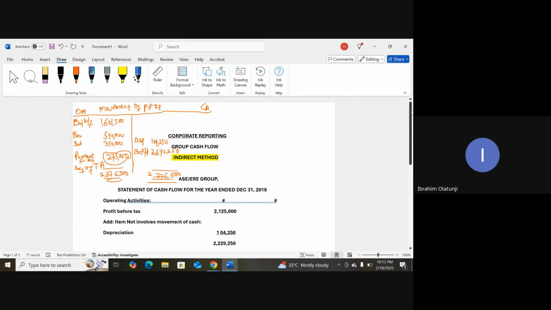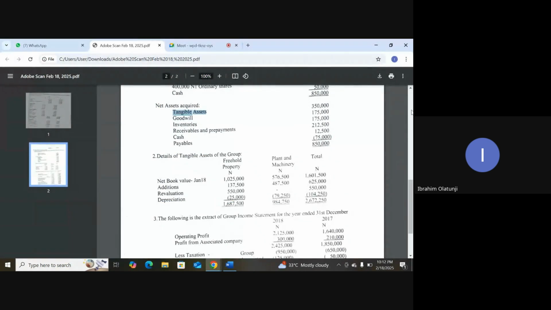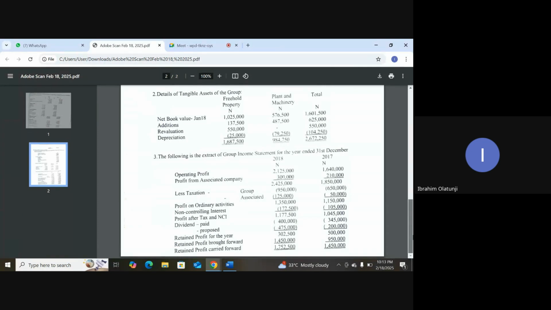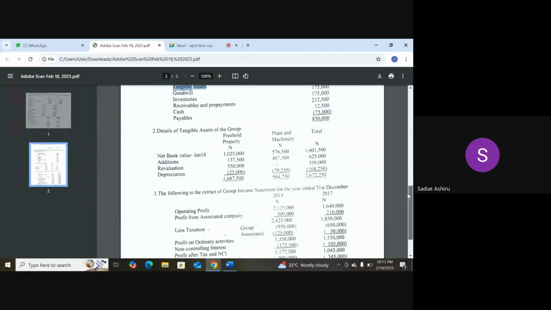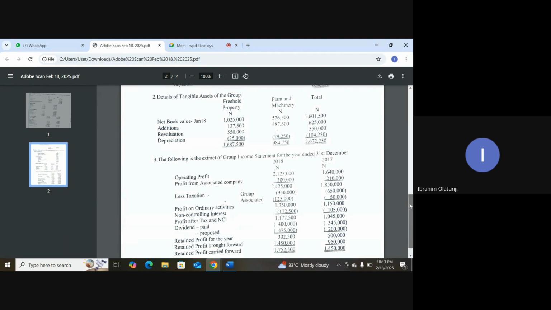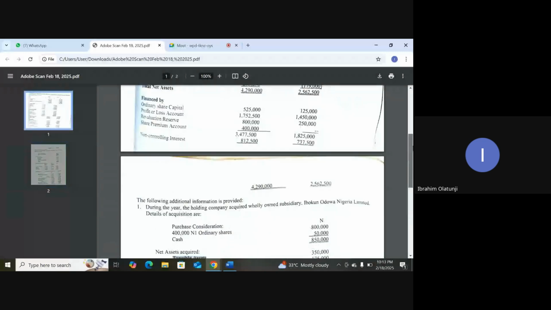Another thing we need to think of is what I explained: if there is a dividend received, then we check our question, is there a dividend received from associates? Because there's a difference between dividend paid and dividend received. So we check if there's a dividend received. Dividend received is part of your investing activities.